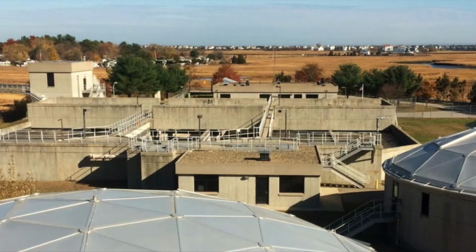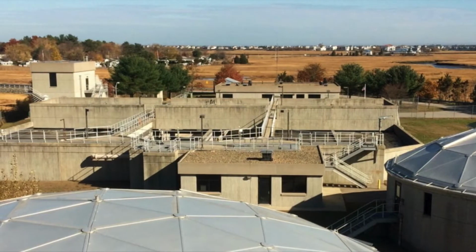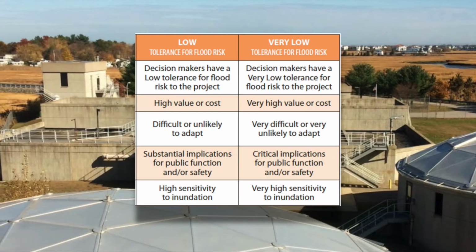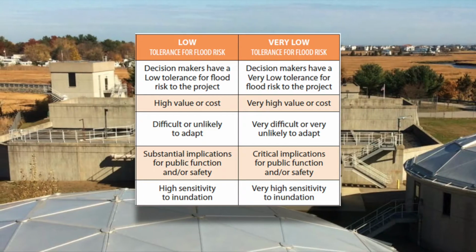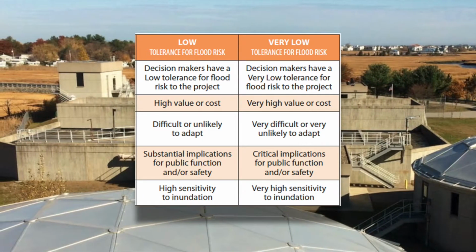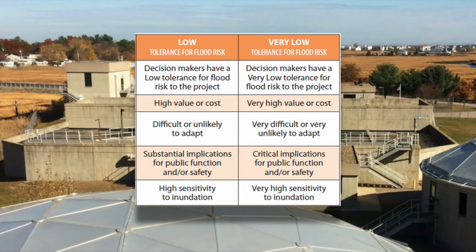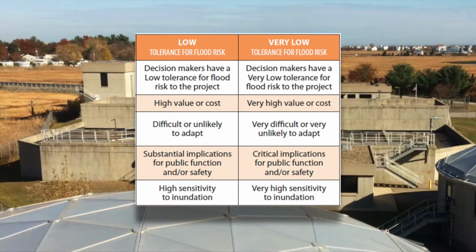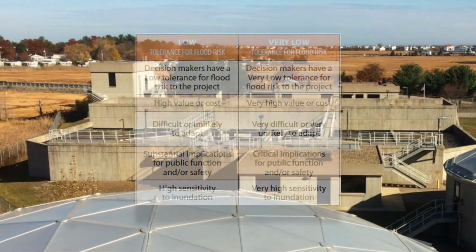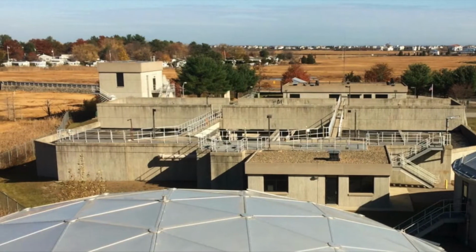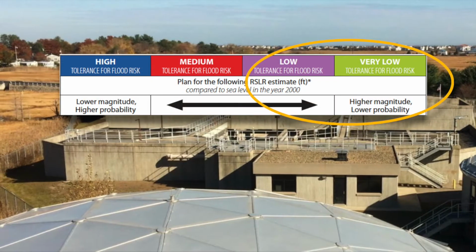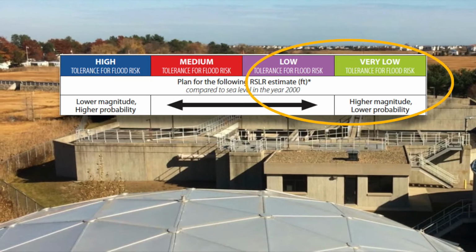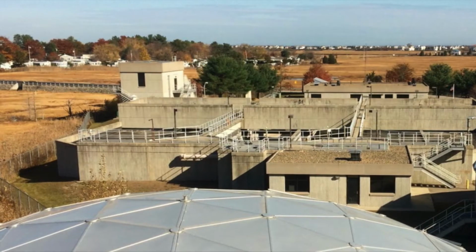For example, a project like building a new hospital or upgrading a wastewater treatment facility would likely fall into the low or very low tolerance for flood risk category. These facilities would be expensive to replace, may be difficult to modify once constructed, and play a critical role in public function and safety. As a result of their low tolerance for flood risk, these projects should plan for higher amounts of flooding that may be less likely but would cause devastating consequences if they were to occur.